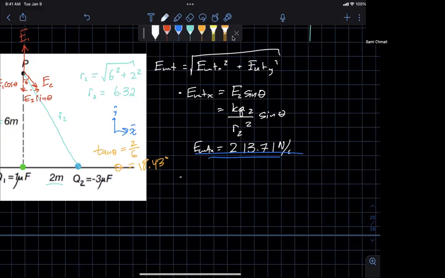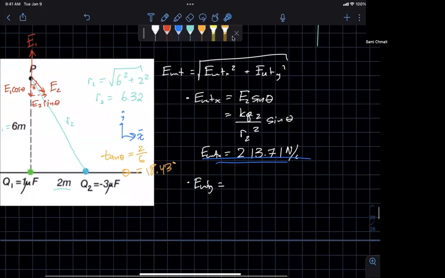And then looking at E net y, we have E1, which is pointing in the vertical y direction, and then we have E2 cosine theta, which is pointing down in the opposite direction. So this is what I mean when I say vectors, you get your sign from the direction that the vector is pointing, right? We define positive as going up, so that's why E1's positive. However, this E2 cosine theta is pointing downwards, so that's why we're going to plug in minus E2 cosine theta.